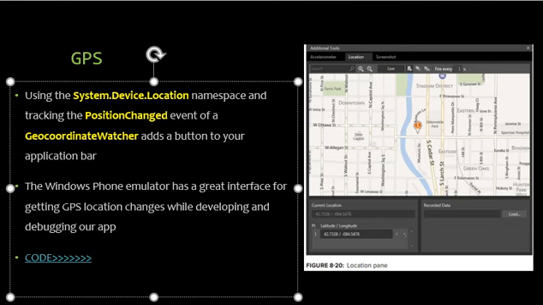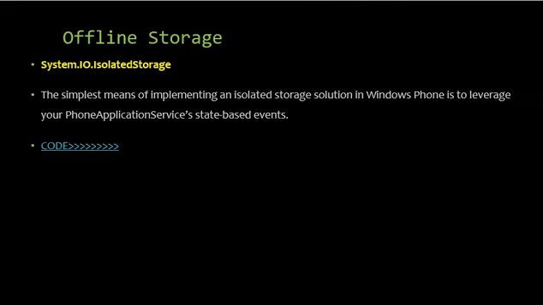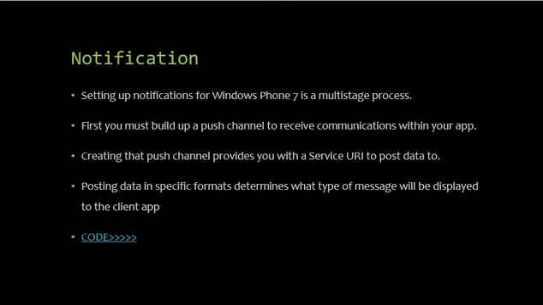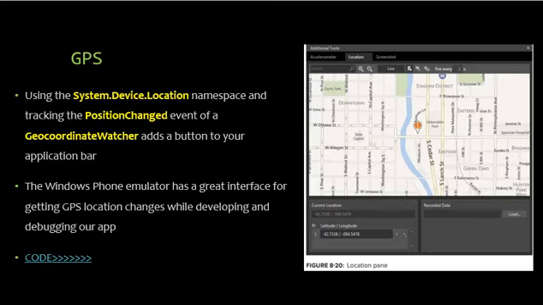Good morning, students. In the previous video, we were discussing offline storage, that is, what are the things we can do with the Windows Phone. Under that, we had seen offline storage. Then we had seen notification, under which we also spoke about the three different types of notifications. Next, we'll come to the next point, that is GPS.